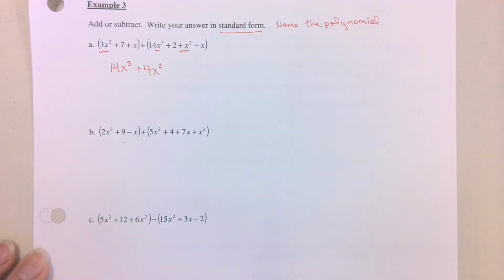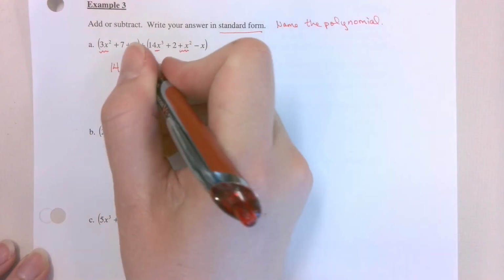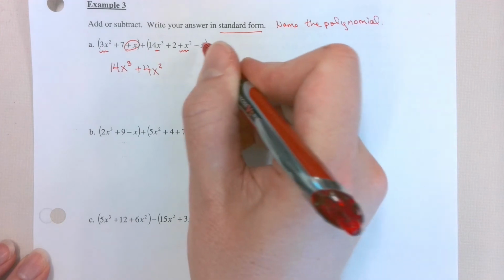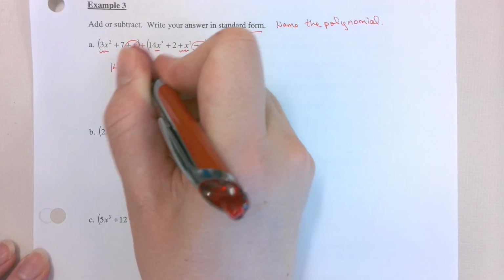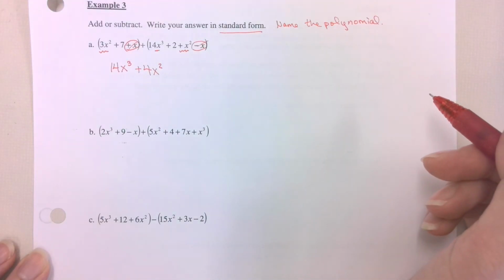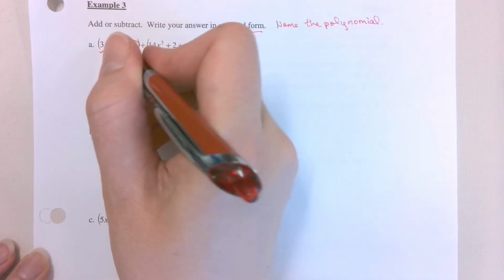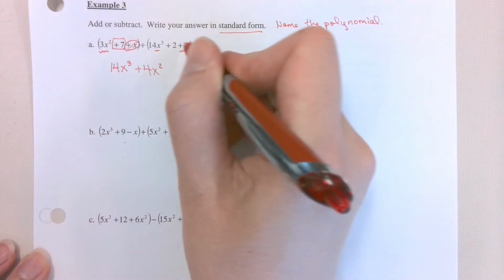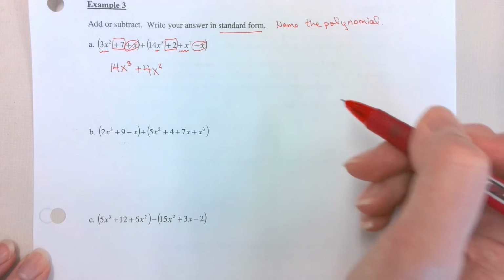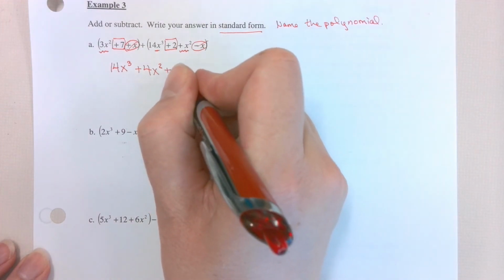4x squared. Next thing I'm looking for is a degree of 1. And I have it. I have a plus 1x and I have a minus 1x. And those end up canceling out. So I have 0 x's. And then I'm going to look for my constant, which is a plus 7 and a plus 2. And I get to end with a positive 9.